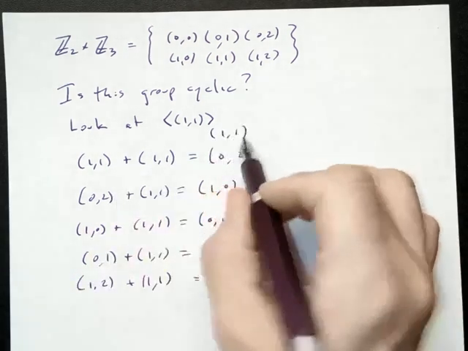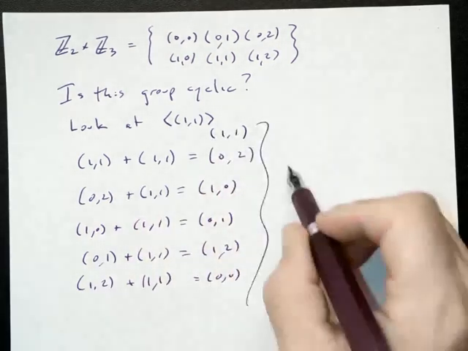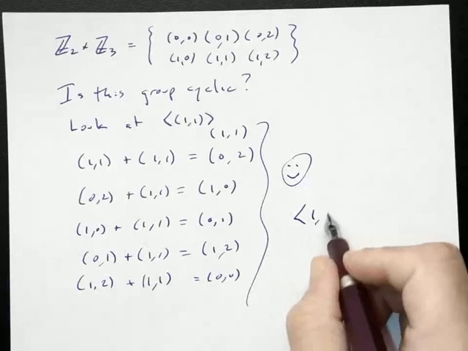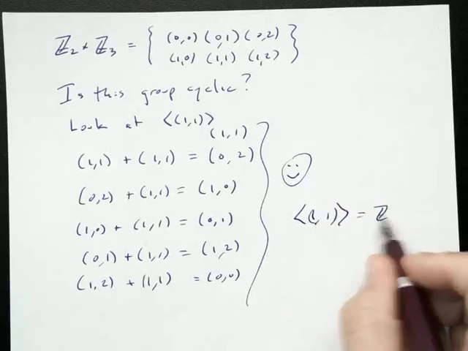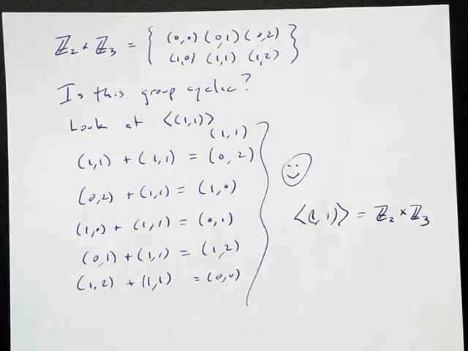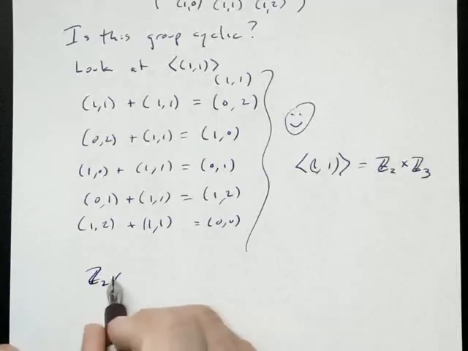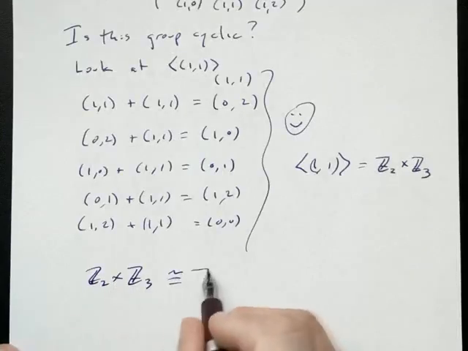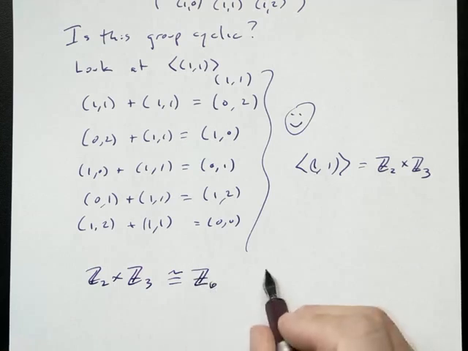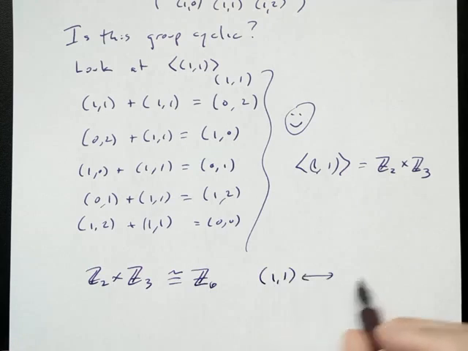Start with 1, 1 itself. 1, 2, 3, 4, 5, 6. I got them all. This group is cyclic. We found a generator. Now I can make the isomorphism. Z2 cross Z3 is isomorphic to Z6 if I align these two elements.